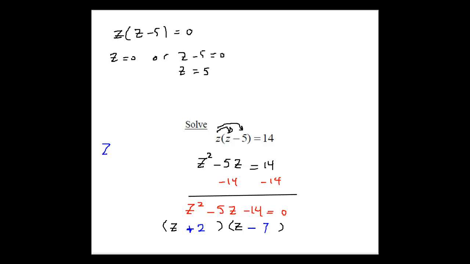Put each of them equal 0. So now you can say z plus 2 is equal to 0, or z minus 7 equal to 0, right? So the answer would be z is equal to what? Negative 2. Or z equal to positive 7. Okay. So here we have the solutions. So take a look at this. Now we have z is equal to negative 2, z is equal to 7.